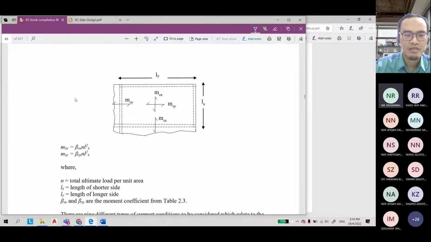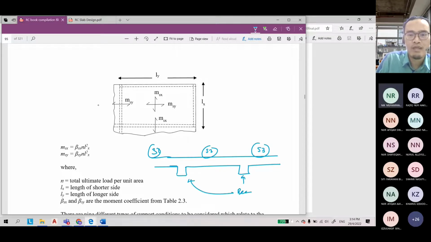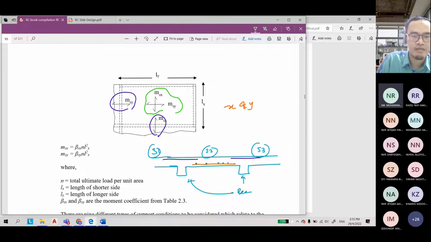However, for a continuous slab, where the slab panels are continuously concreted from slab to slab, let's say this is slab one, this is slab number two, and this is slab number three, divided by beams, if you take the cross section, we have to consider the bending moment in both X and Y directions at the bottom part, and also at the top part for the support. This one is for the support, and this one is for the mid-span, at the bottom.